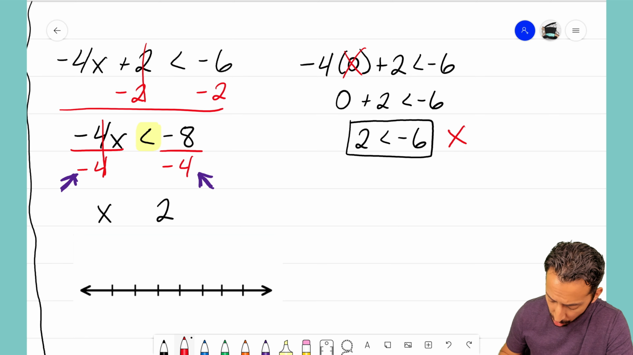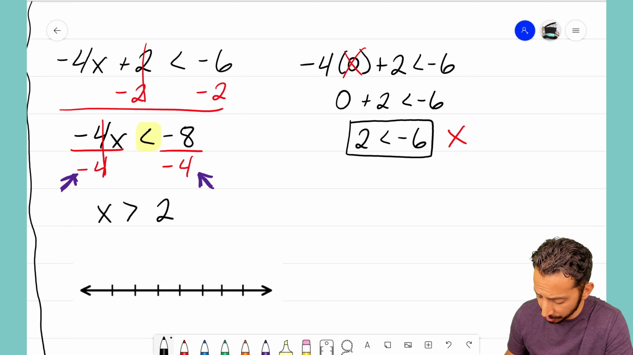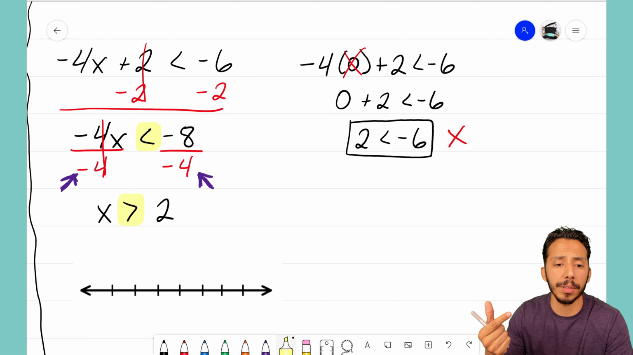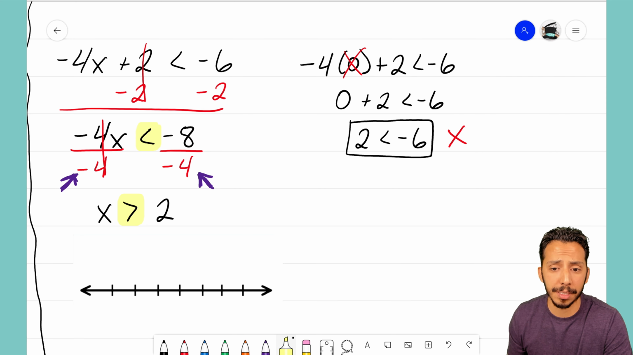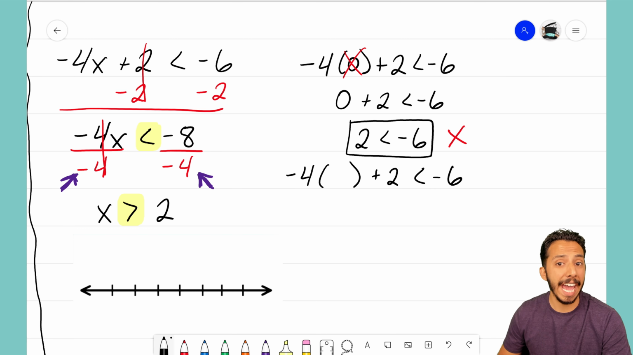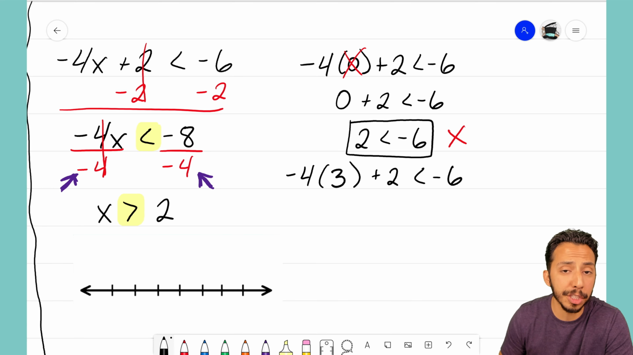This is why whenever you are dividing or multiplying by a negative number for an inequality, you gotta flip that inequality, because x is greater than 2. And to show you why, let's pick a number that we can plug in for x that is greater than 2. And it should end up working for us. So let's see, x is greater than 2. I think 3 is greater than 2. So plugging in 3 should work.